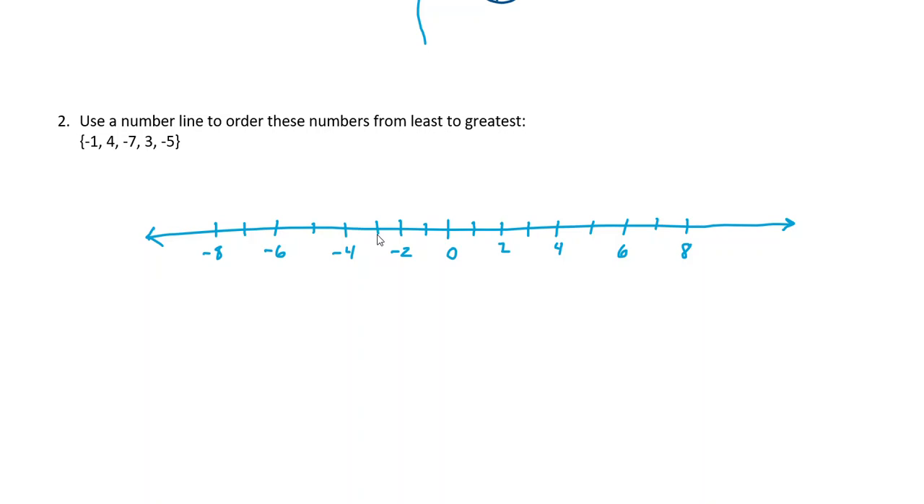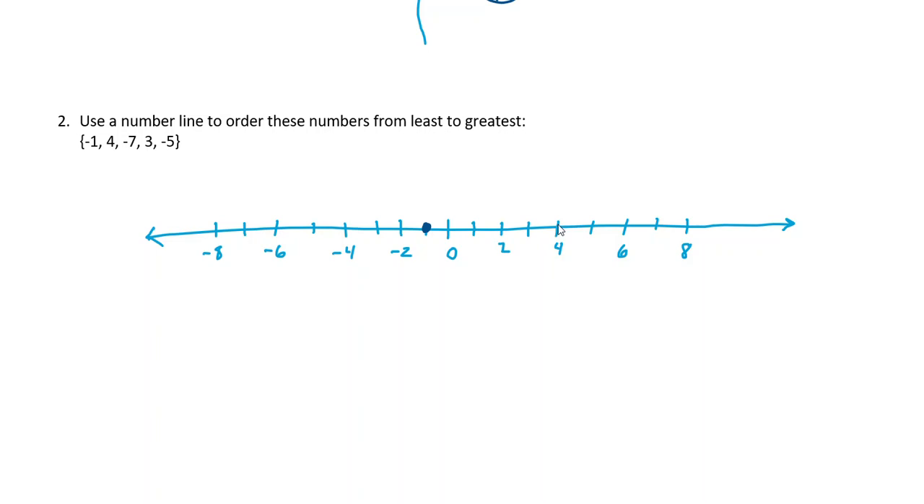I'm going to start with -1. So -1 is right here between 0 and -2, and I'm going to put a dot on the line there. That's -1. Now notice I didn't write the number -1 anywhere. I don't actually have to because I did my number line with enough neatness that everybody can see that's -1. It's right between 0 and -2.